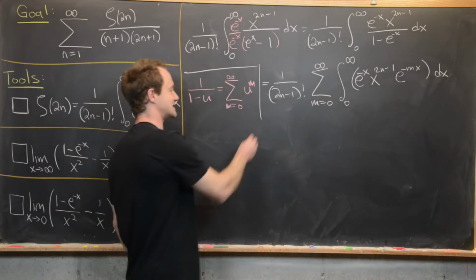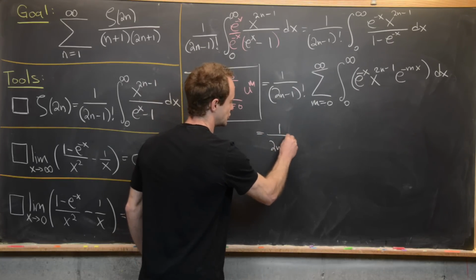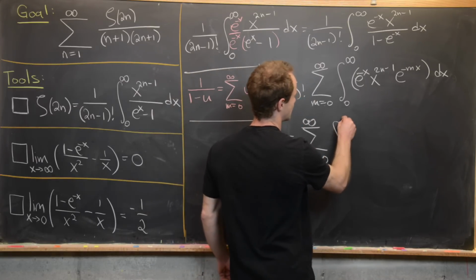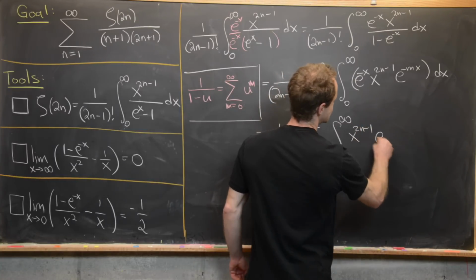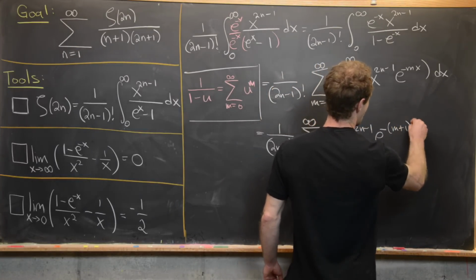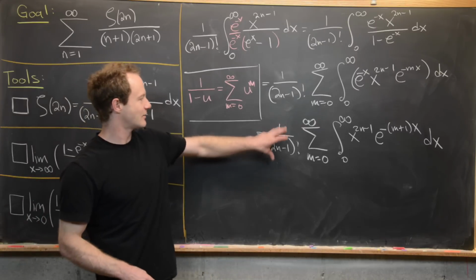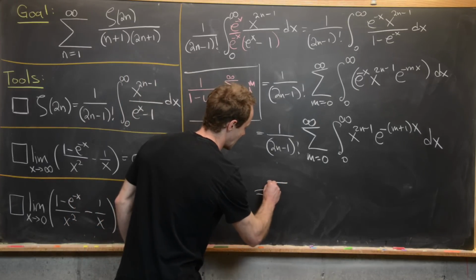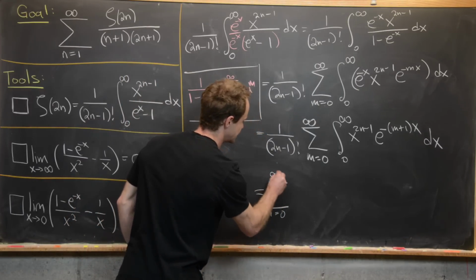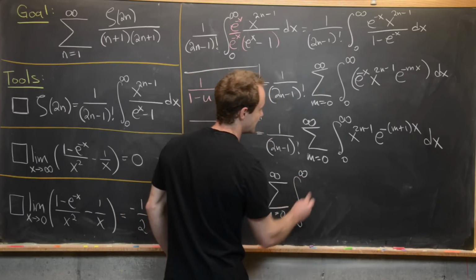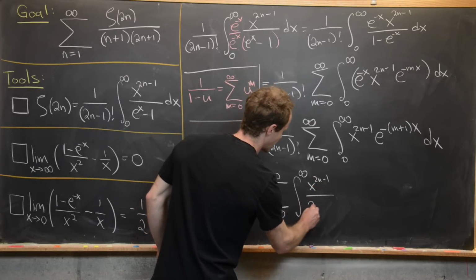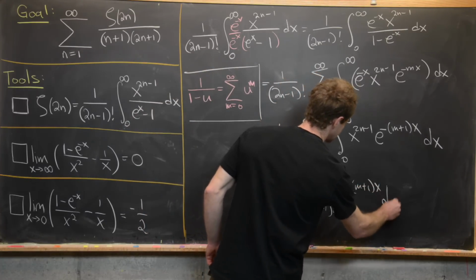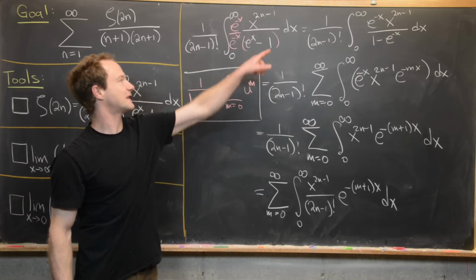Okay, great. So now I want to put that together a little bit. This is going to be 1 over 2n minus 1 factorial, and now we have this sum as m goes from 0 to infinity of the integral from 0 to infinity of x to the 2n minus 1 times e to the minus m plus 1 x dx. Okay, so now I'm going to bring this 1 over 2n minus 1 factorial inside of everything. So now we have this is equal to the sum as m goes from 0 to infinity of the integral from 0 to infinity of x to the 2n minus 1 over 2n minus 1 factorial, and now we have e to the minus quantity m plus 1 x dx. Like I said, I'll go ahead and bring that up and we'll move to the next step.